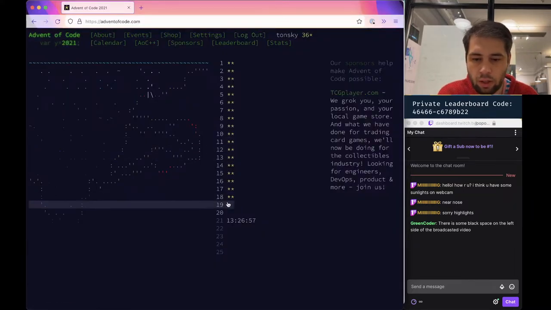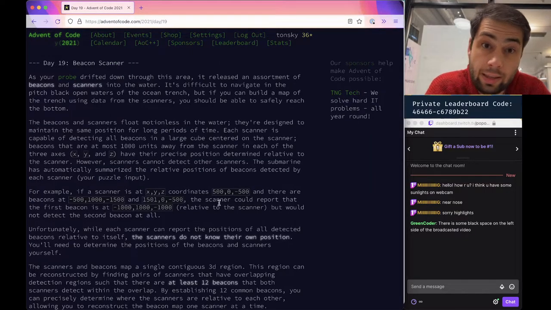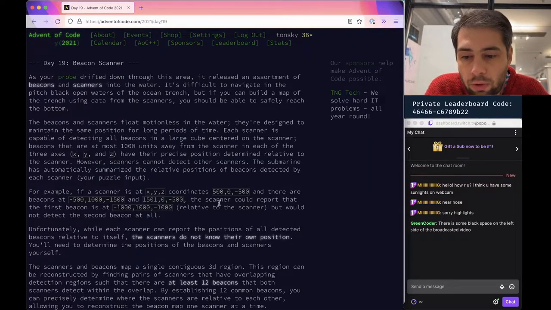So we have 2 days for us today, 19 and 20. So we'll start with 19. It was yesterday. Beacon scanner. As your probe drifted down through this area, it released an assortment of beacons and scanners into the water.